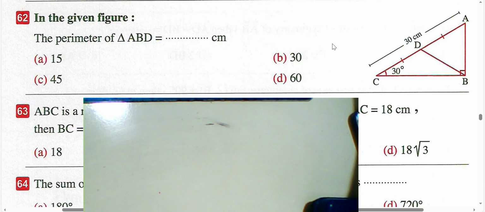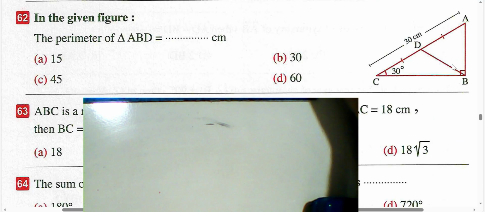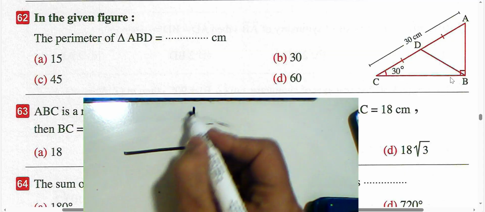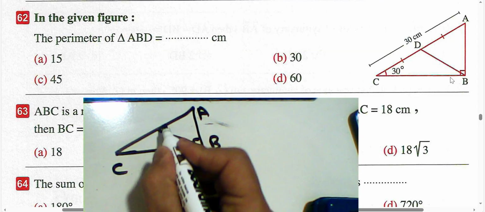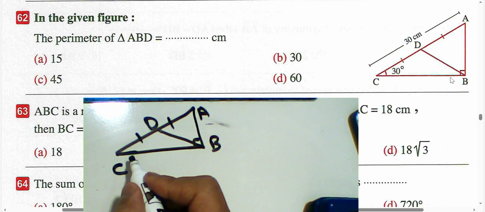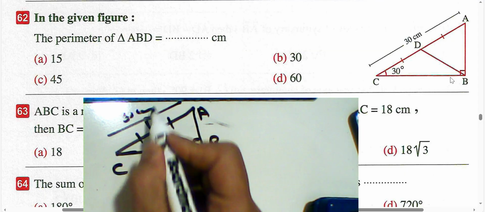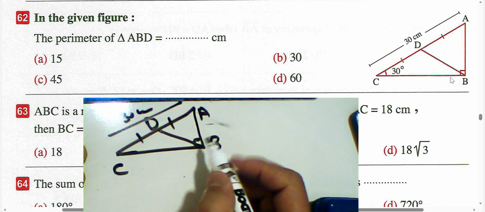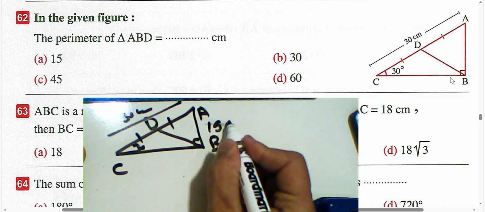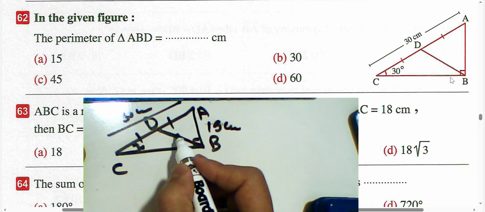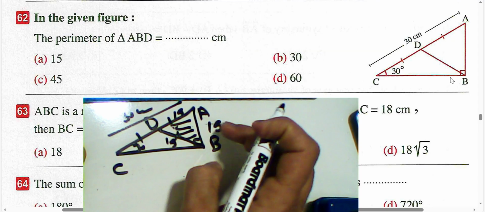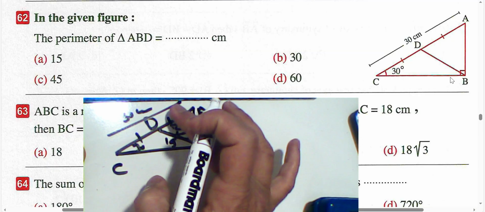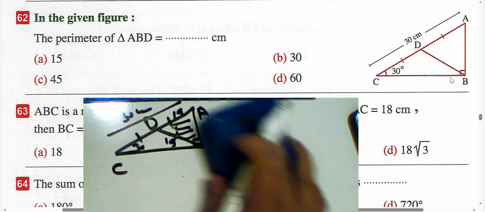Next question. In the given figure, the perimeter of triangle ABD equals what? We have a right angle triangle ABC, and D lies at the midpoint. This side length is 30 centimeters, so EP will be 15 centimeters, and this side length is also 15 centimeters, and this will be 15. We can find the perimeter of triangle ABD: 15 plus 15 plus 15 is 45 centimeters.